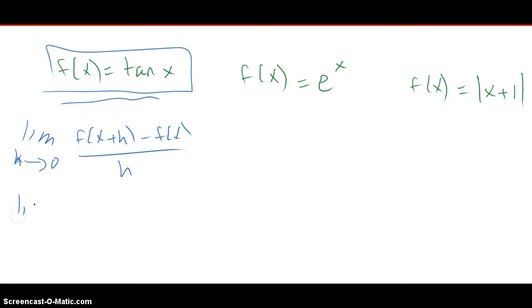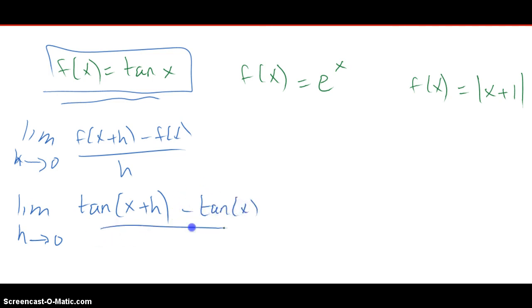So the answer would be the limit as h goes to 0 of f of x plus h. So plug in x plus h, which would give you tangent of x plus h minus tangent of x all over h. And that's it. You stop there. You are finished. You don't have to do anything else.